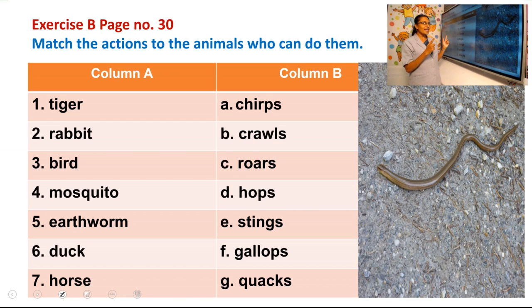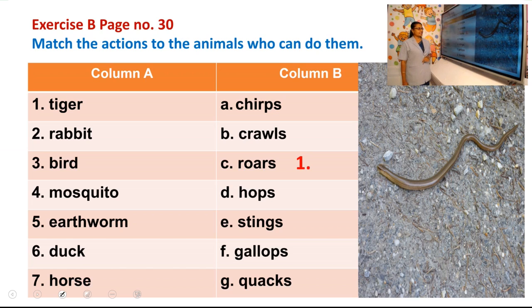So these are the different action words. So are you ready to match? Yes, very good. So let us see first column here, tiger. So tiger, which action? We can match this with tiger. Yes, tiger roars. Tiger can make a loud sound. That is tiger roars. So please put number 1 here. C. That is the correct answer. Tiger roars.